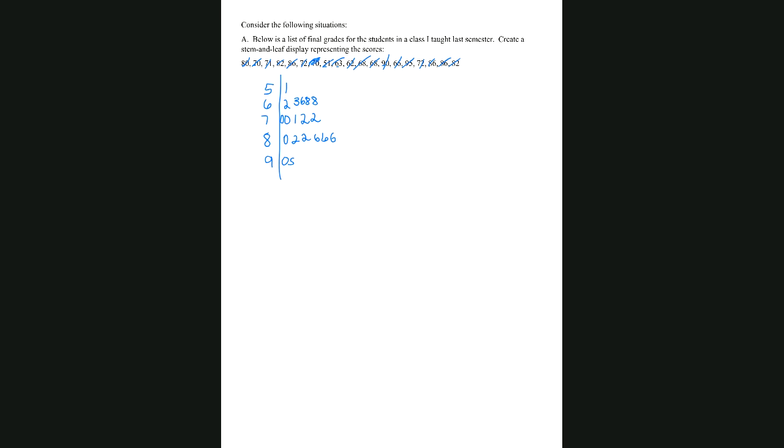So I had 1, 2, 3, 4, 5, 6, 7, 8, 9, 10, 11, 12, 13, 14, 15, 16, 17, 18, 19 grades. And to make sure I've accounted for everything, I have 1, 2, 3, 4, 5, 6, 7, 8, 9, 10, 11, 12, 13, 14, 15, 16, 17, 18, 19 in the stem and leaf plot. And there you have my stem and leaf plot.